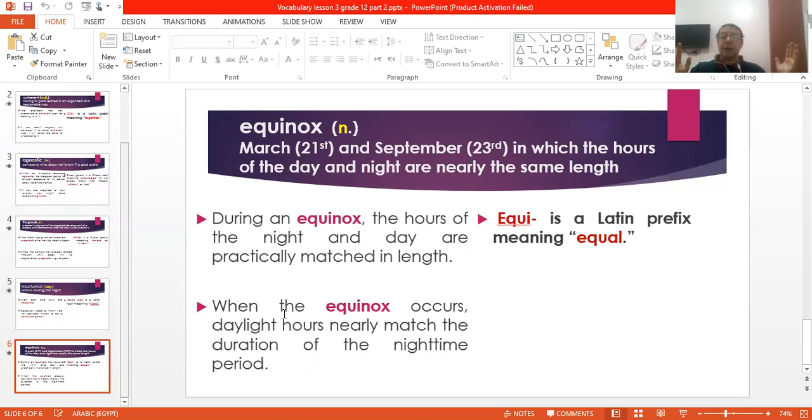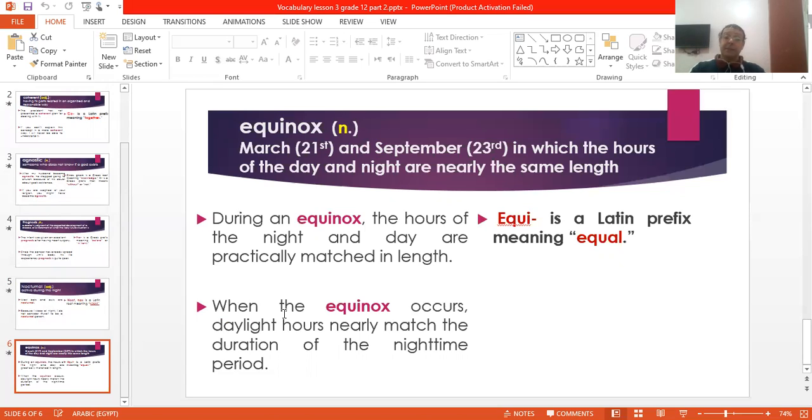So there's no equinox in this case during the winter, in December, in January. Usually the day is short and the night is long. But in March and September, usually the length of the day is equal to the length of the night. That's why it's called equinox. Equi from equal, something equal to each other, equal in length, equal in mass, equal in quantity, and so on.